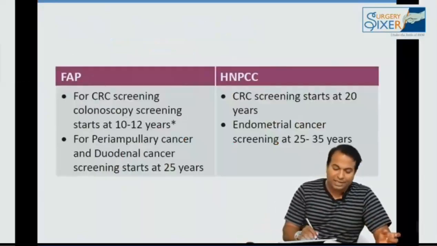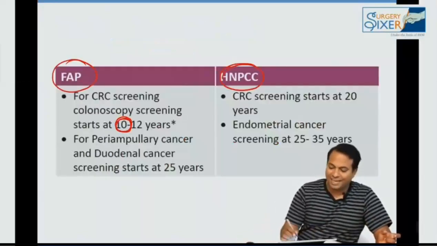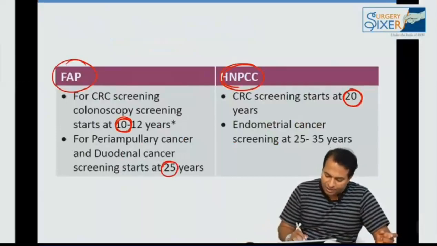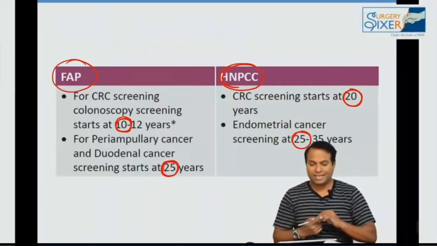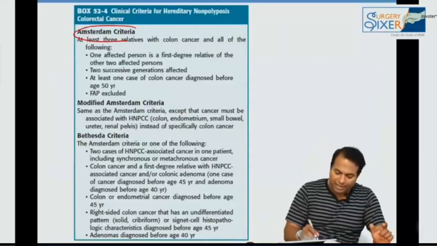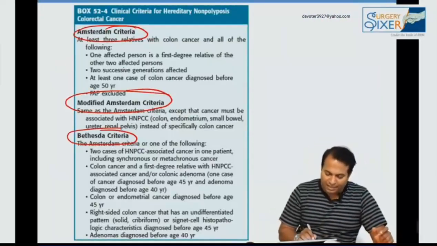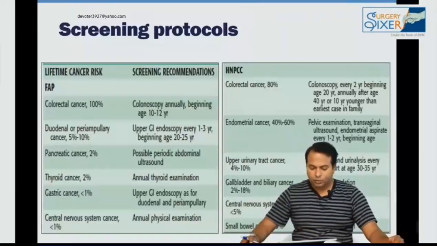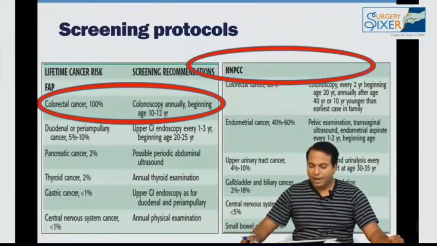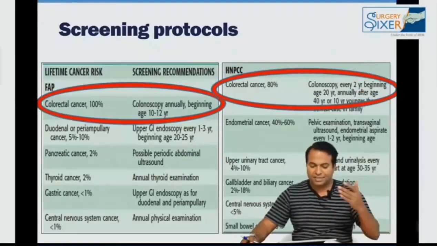When will you start screening for colorectal cancer? In FAP at 10 years, in HNPCC at 20 years. For duodenal cancers start screening from 25 years, and endometrial from 25 years. Please don't forget Amsterdam criteria, modified Amsterdam criteria and Bethesda criteria from Sabiston. Start your colonoscopy screening at 10 years in FAP and at 20 years in HNPCC. These are various other cancer screening protocols, not essential for you.